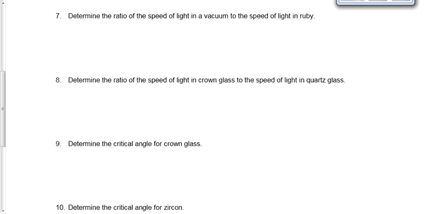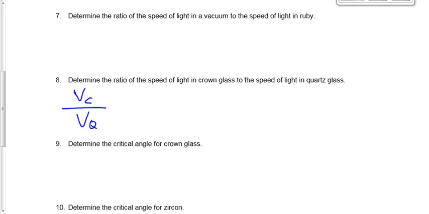So if we want to find a ratio of the speed of light in crown glass to the speed of light in quartz glass, then let's divide. Only problem is, I don't know what V is for either one of those. So that's an issue. Now, you could find V for each of them.